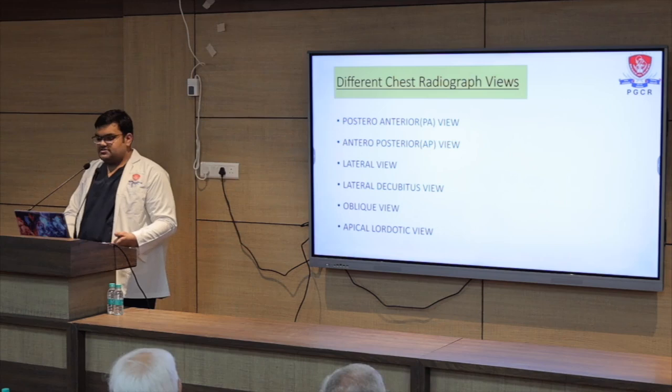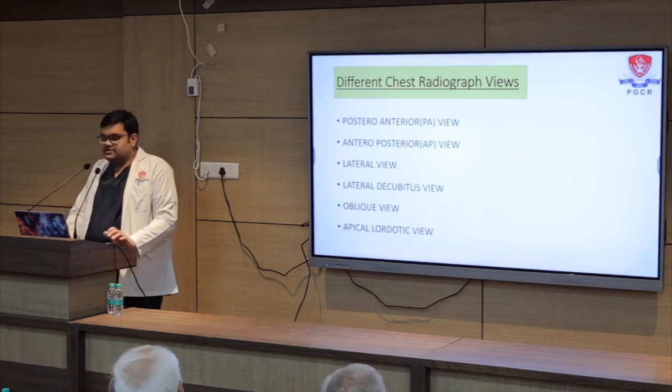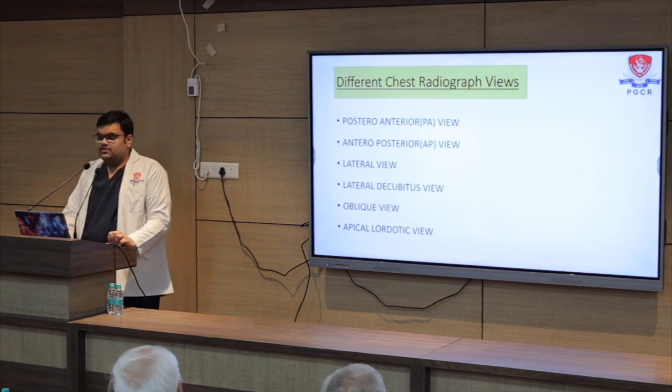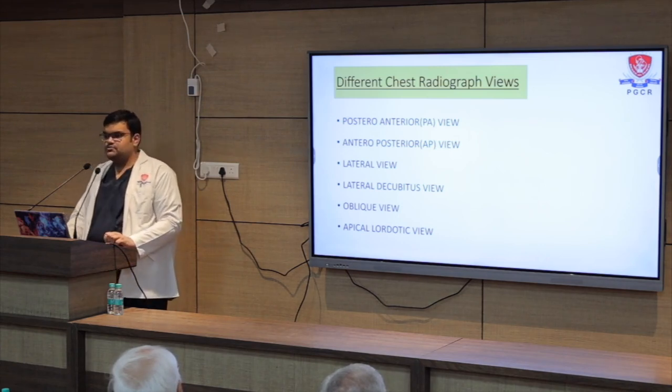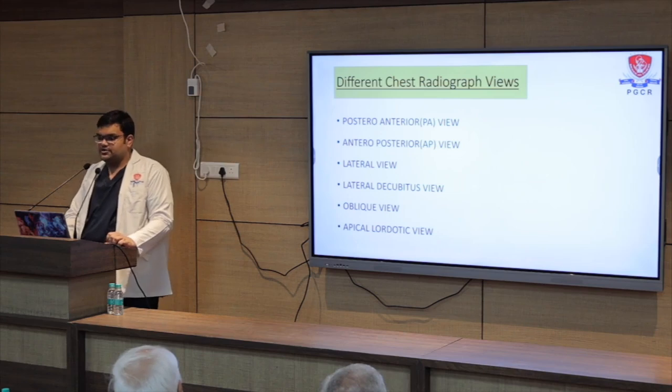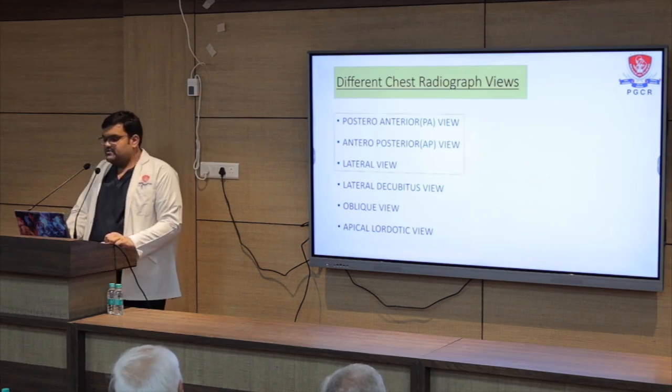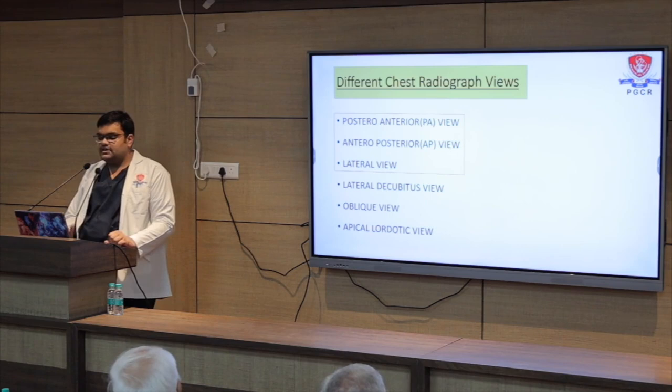So there are different chest radiograph views. We have the posterior anterior view, or the PA view, which is the most commonly done. Then the anterior posterior view, the lateral view, the lateral decubitus view, the oblique view, and the apical lordotic view. Since the availability of cross-sectional imaging, beyond the standard AP, PA, and sometimes a lateral view, the rest of the views are rarely done.